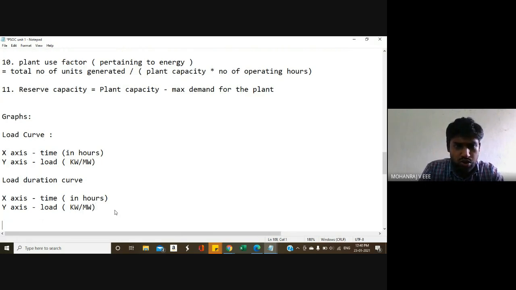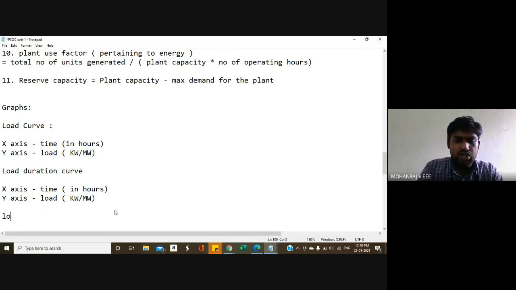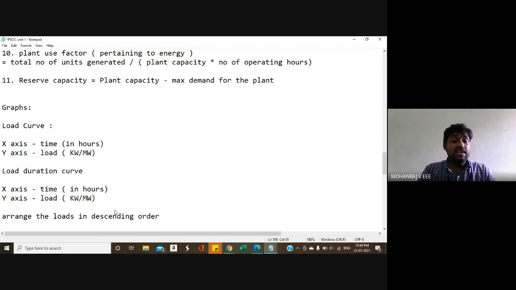In the load duration curve, you arrange the loads in descending order. That is very important. Whereas in the load curve, you just take from 0 to 4 hours, what is the load, draw the graph. Then 4 to 12, what is the load, draw the graph. Then 12 to 24 hours, what is the load, draw the graph.